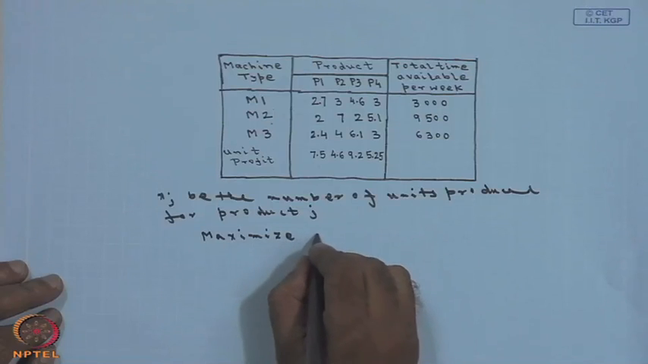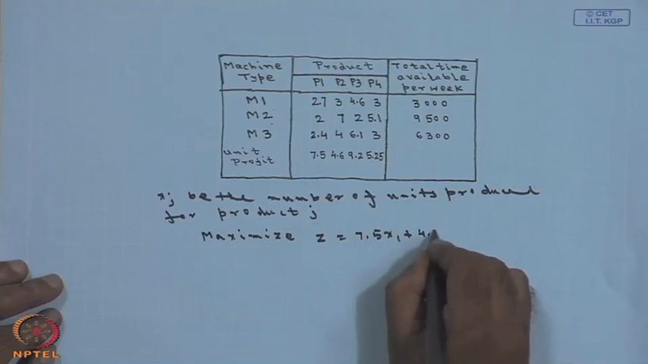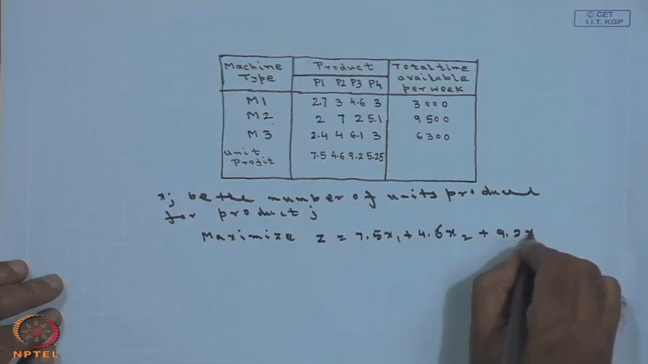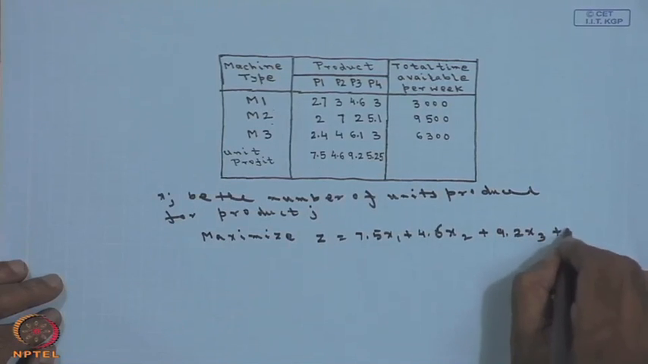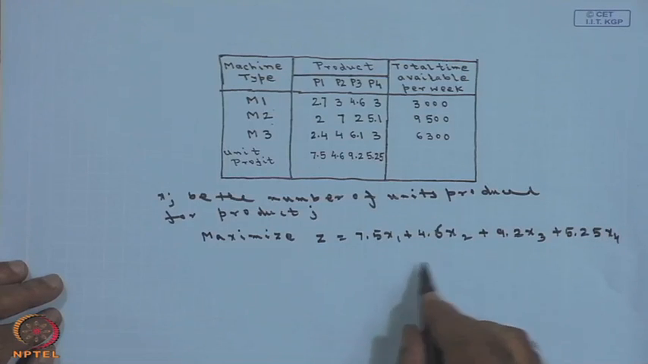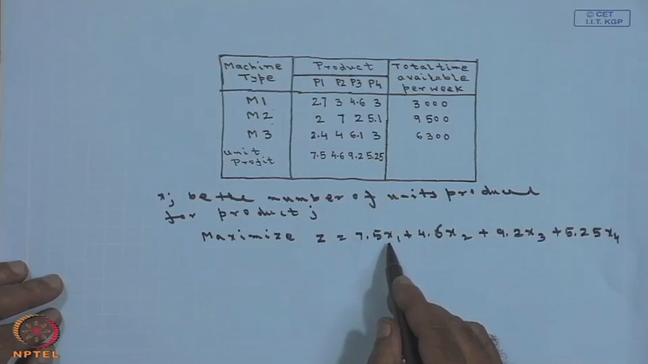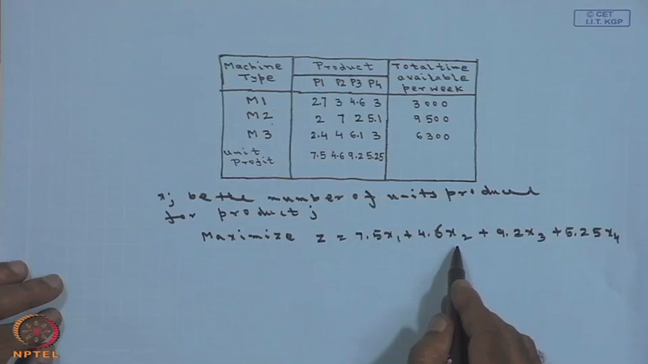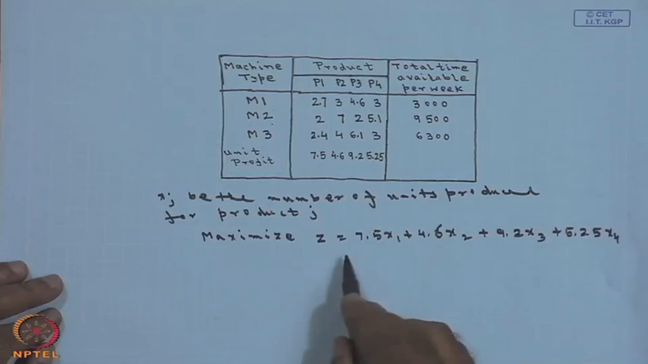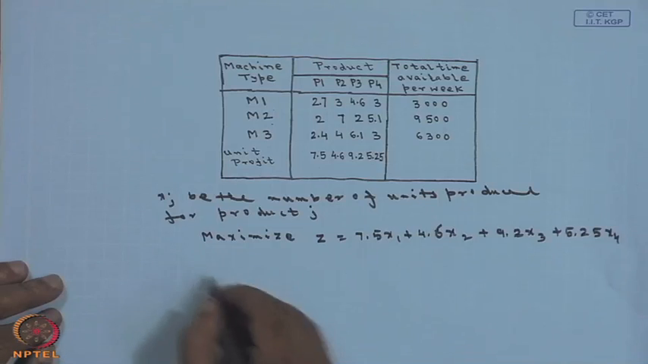Maximize z equals 7.5 x1 plus 4.6 x2 plus 9.2 x3 plus 5.25 x4. This is actually our profit function, because I am producing x1 quantity of product 1 whose profit is 7.5. Similarly, for product 2 I am producing x2 quantity whose profit is 4.6 per unit, like this way. So, I want to maximize the value of this subject to certain constraints.